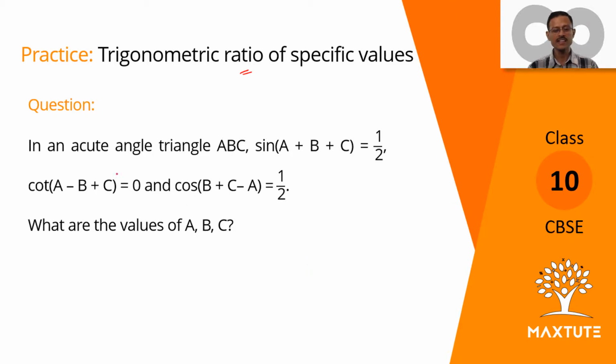Let's get started. In an acute angle triangle ABC, sine of A plus B plus C is equal to half. Cot of A minus B plus C is equal to 0. And cos of B plus C minus A is equal to half. Let's start with one information at a time.